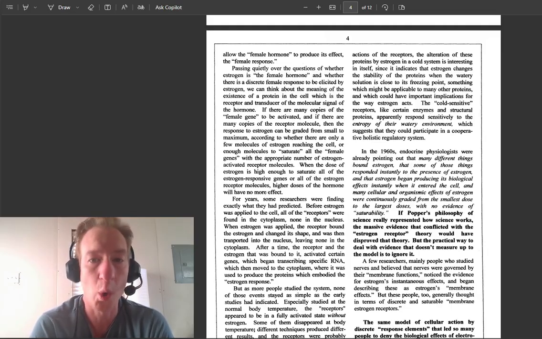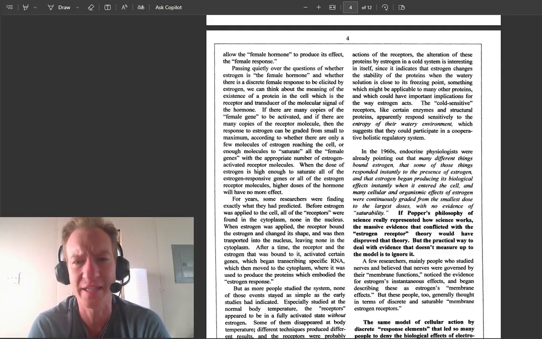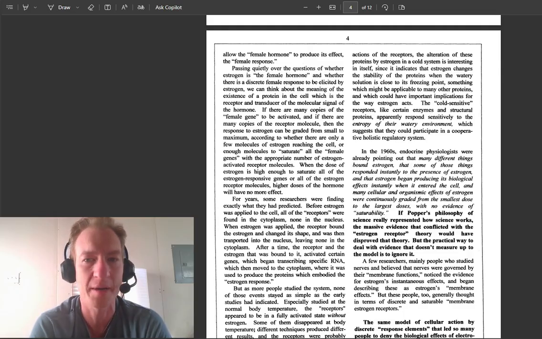The so-called cold-sensitive receptors, like certain enzymes and structural proteins, apparently respond sensitively to the entropy of their watery environment, which suggests that they could participate in a cooperative holistic regulatory system.